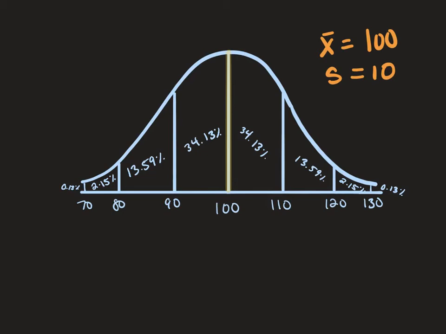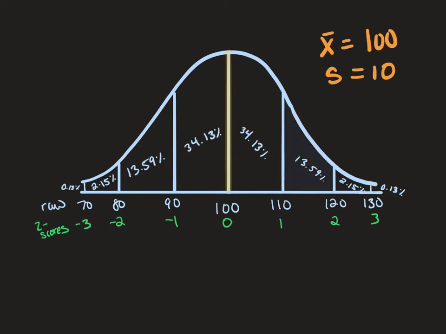Let's say I wanted to know what percentage of scores in this variable's data set would fall from 80 to 90. That means I want to know what percentage of folks were expected to have a raw score between 80 and 90. I can see that that area would be 13.59%. How about if I wanted to know what percentage of folks were expected to have a raw score between 110 and 120? I can easily see here that that area is also 13.59%. That's the same thing as asking what percentage of scores are expected to be from a z-score of 1 to a z-score of 2.